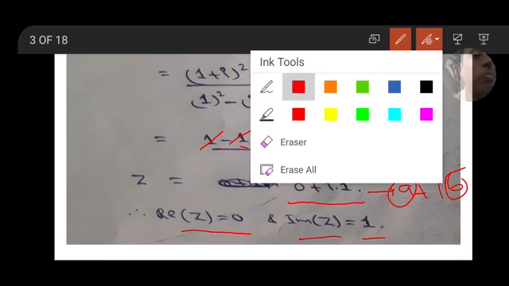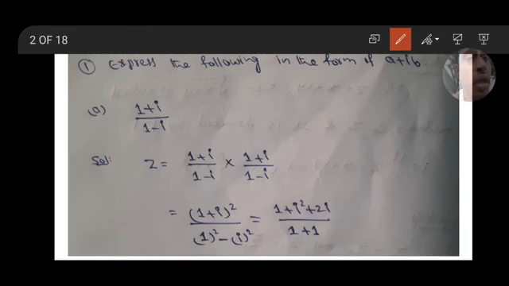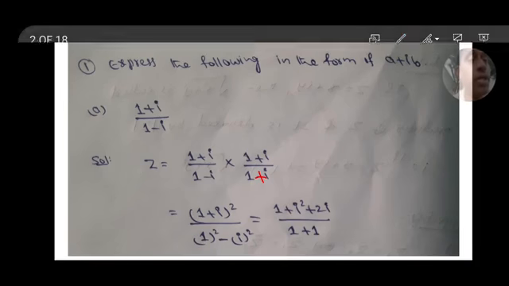Only we have to multiply and divide with the complex conjugate of the denominator. Okay, next.